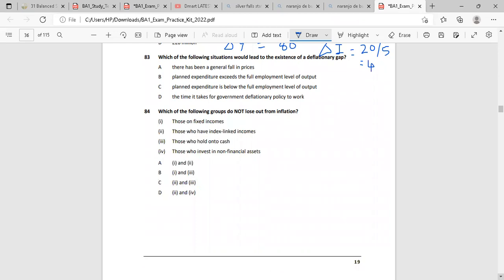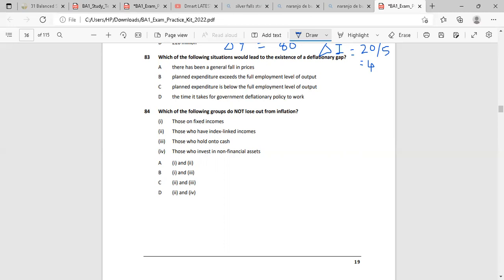Which of the following situations would lead to the existence of a deflationary gap? There has been a general fall in prices. Land expenditure exceeds the full employment level of output. Land expenditure is below the full employment. The time it takes to government deflation policy.